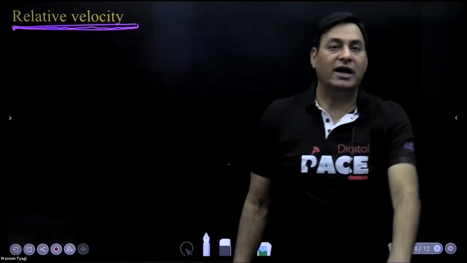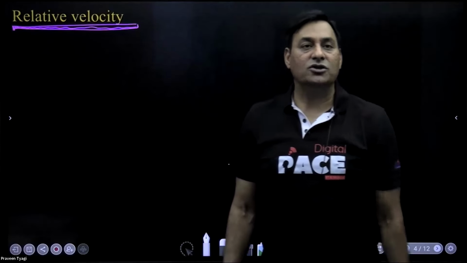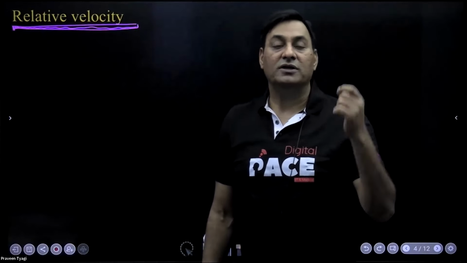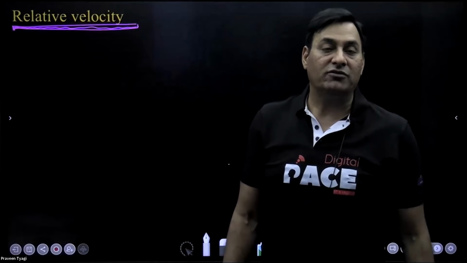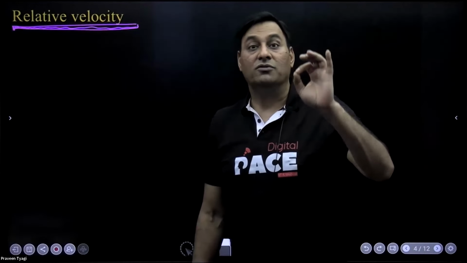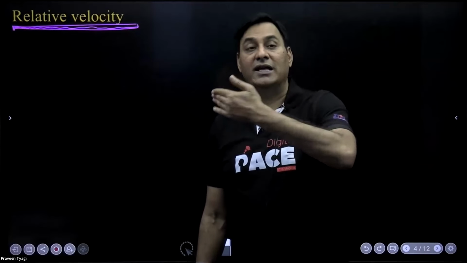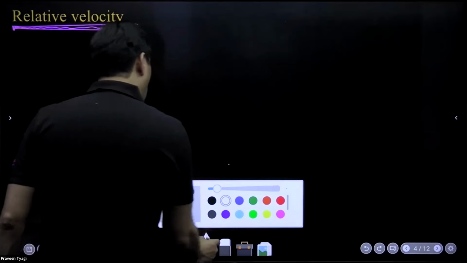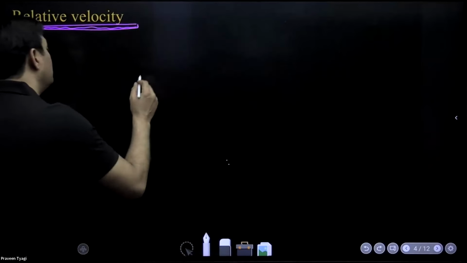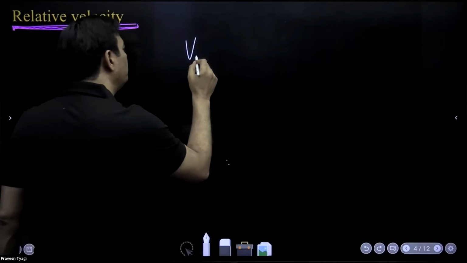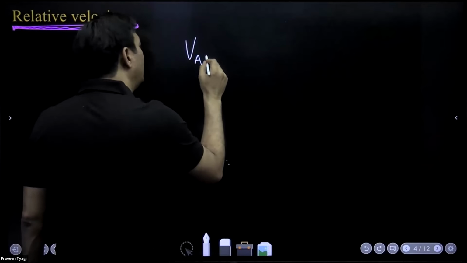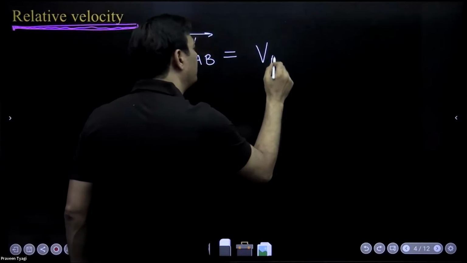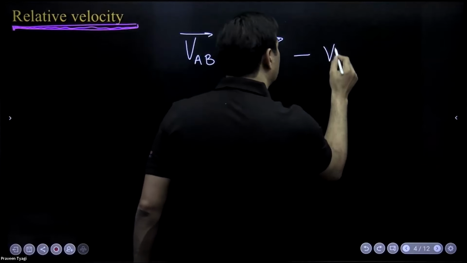Motion is always relative, and from here begins your journey of one of the most beautiful topics of kinematics, and that is called relative velocity. And I will make you fall in love with this topic in the next few questions. Just pay attention. This whole concept is about understanding this one simple thing, that velocity of A as observed by B is equal to velocity of A minus velocity of B.